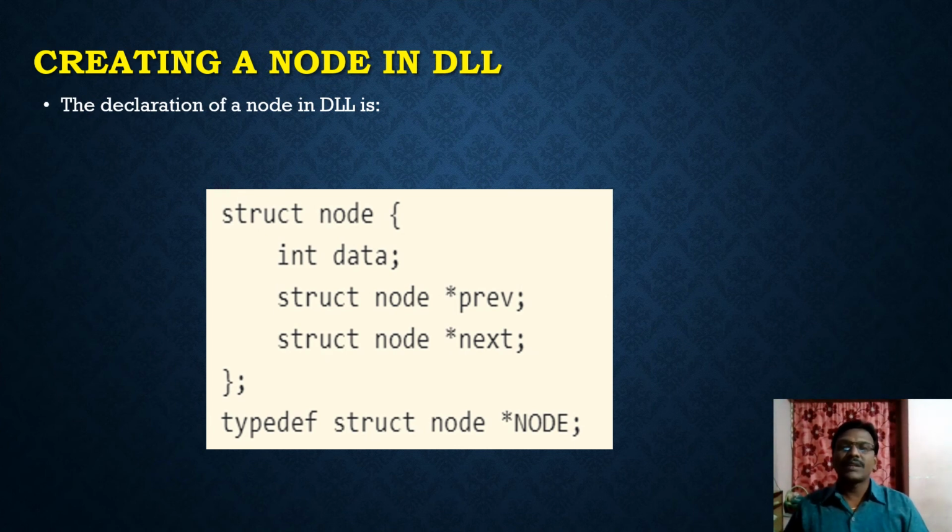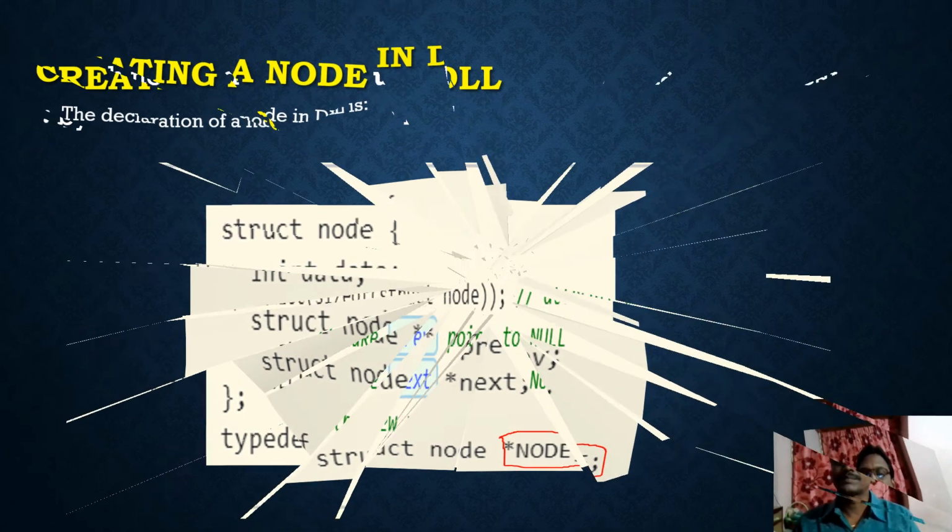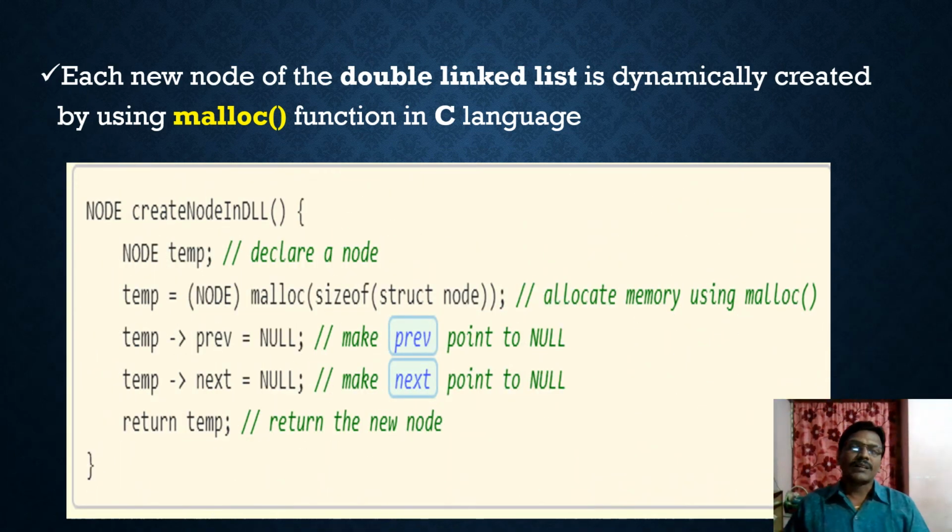So how do we create a node in a doubly linked list? The general structure is struct node, with int data as one of the members, pointer previous as another member, and pointer next as another. The pointer node is a variable of struct node, and each new node of the doubly linked list is dynamically created by using the malloc function in C language.